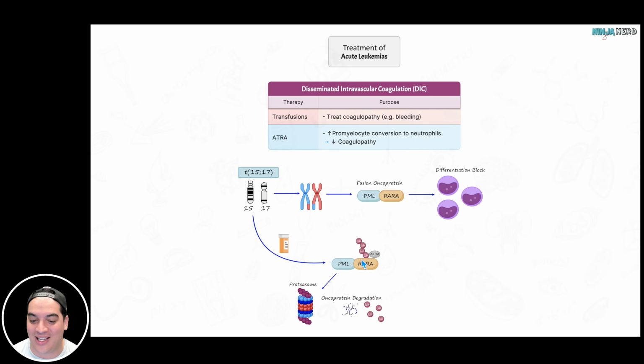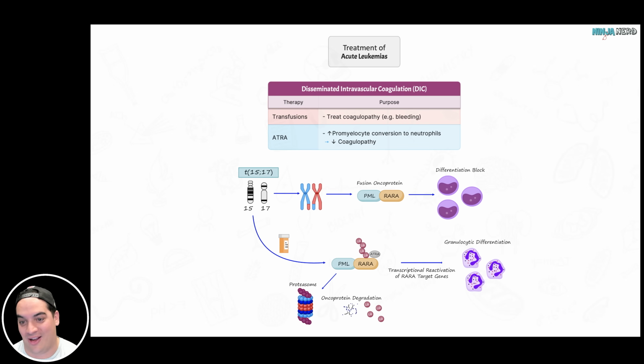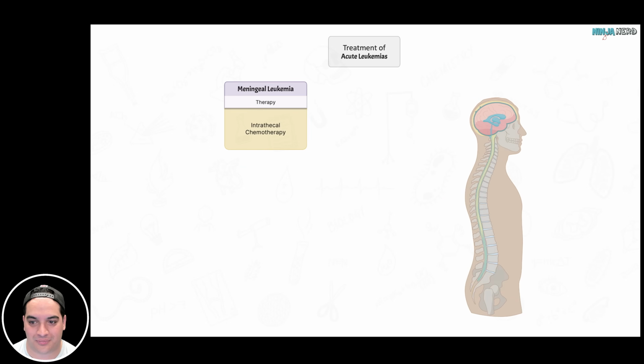Now you don't have any of the PML-RAR alpha. If I don't have this, is it going to be able to put a differentiation block anymore? No, guess what? These things differentiate. And when it differentiates, funny enough, if you give this, sometimes it can cause differentiation syndrome, where you make too many of these neutrophils, but that's neither here nor there. It can make a lot of these neutrophils, which converts them. And so now you have less risk of a lot of the problems that come with APL, like DIC. And so that's one of the benefits of this drug.